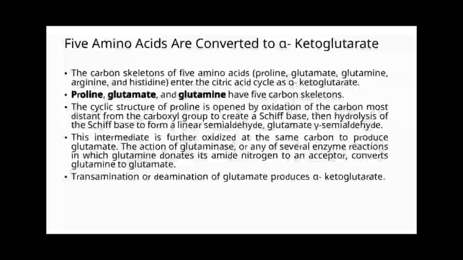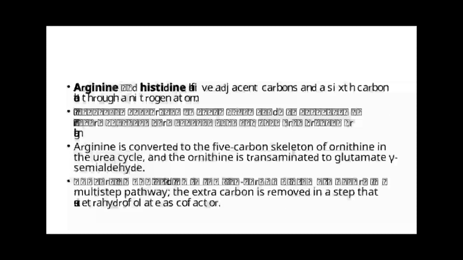Let's take a closer look at arginine and histidine. Both of these amino acids have a unique structure with 5 adjacent carbons and a 6th carbon that's attached through a nitrogen atom. This structural detail makes their breakdown pathways a bit more complex compared to amino acids like proline or glutamine. For arginine, the process begins in the urea cycle, where it's converted into a 5-carbon skeleton called ornithine. From there, ornithine undergoes transamination to produce glutamate gamma semialdehyde.